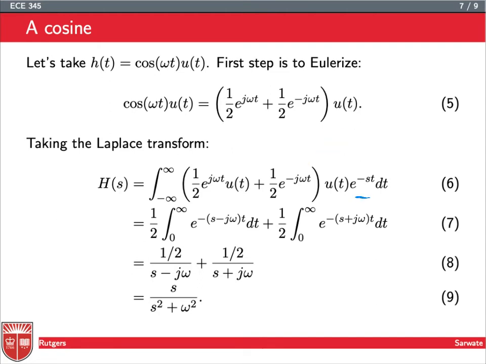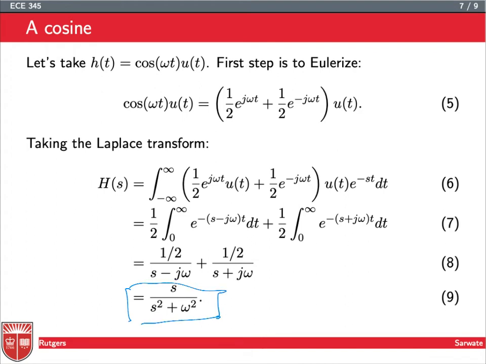Then we have our e to the minus st dt here. And then we can split it up into two integrals. We integrate this term and integrate this term. So we get something like this and something like this. And then again, using integrating exponential functions, remember, the u of t is making these limits go to 0. Then we have a half over s minus j omega plus a half over s plus j omega when we do these integrals. And then if we cross multiply and put these two together, we get a final formula which is s over s squared plus omega squared.